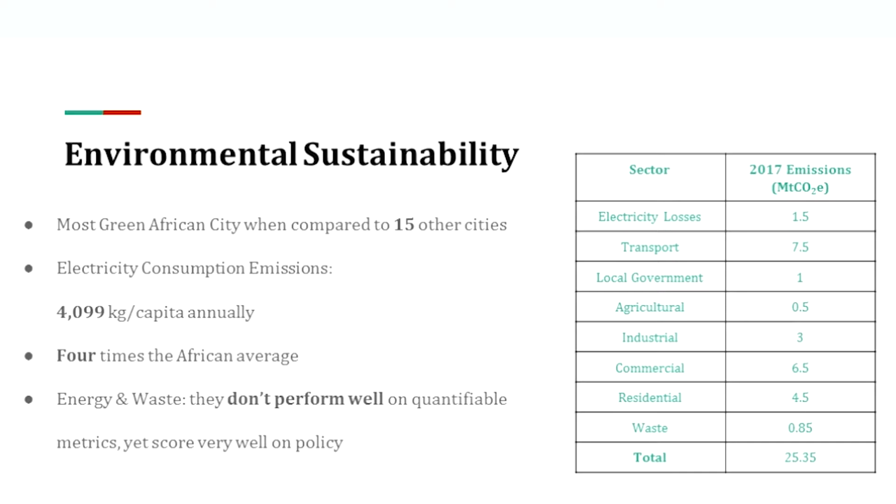For the energy sector, it's mostly because of their electricity generation mix. We talked about in class that 90% of Cape Town's electricity generation is based on coal. If you look at the electricity consumption emissions, they generate 4,099 kilograms per capita, which is 4 times the African average. And in terms of waste, most of their waste just goes to landfills and they don't recycle anything.